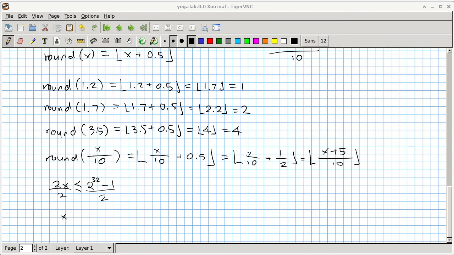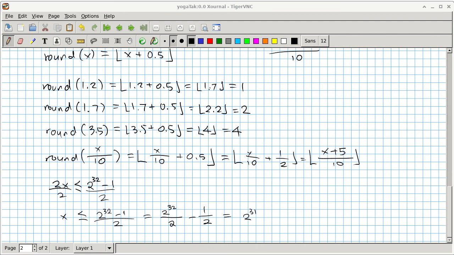We get x has to be less than or equal to 2 to the power of 32, the whole thing minus 1, divided by 2, which also can be expressed as 2 to the power of 32, the whole thing divided by 2, minus 1 divided by 2, which then translates to 2 to the power of 31 minus 1 half. So the question is, what is that minus 1 half going to do?